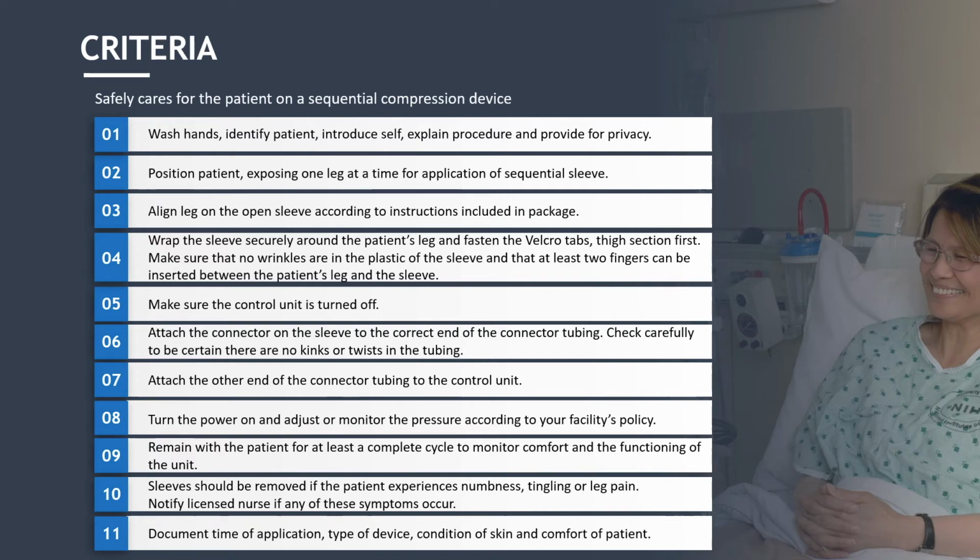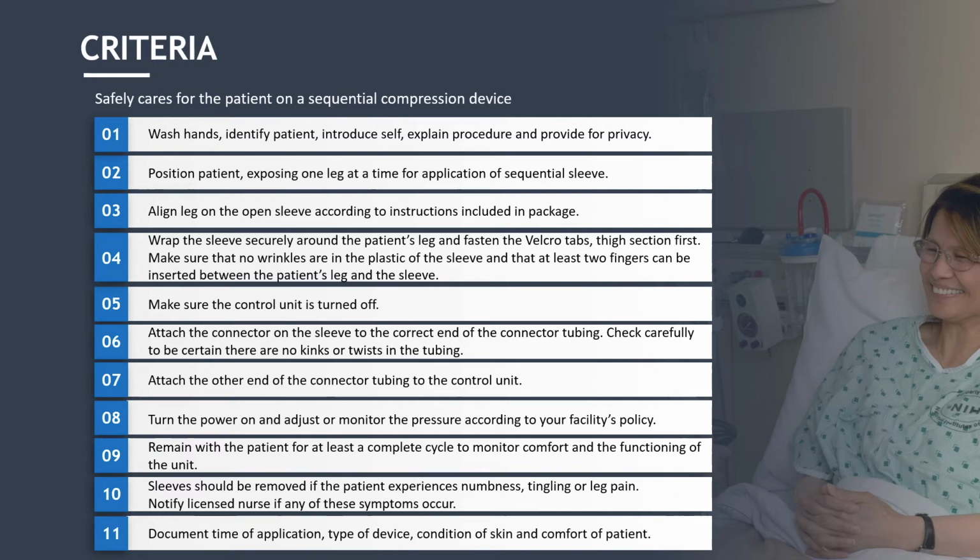5. Make sure the control unit is turned off. 6. Attach the connector on the sleeve to the correct end of the connector tubing. Check carefully to be certain there are no kinks or twists in the tubing. 7. Attach the other end of the connector tubing to the control unit. 8. Turn the power on and adjust or monitor the pressure according to your facility's policy.